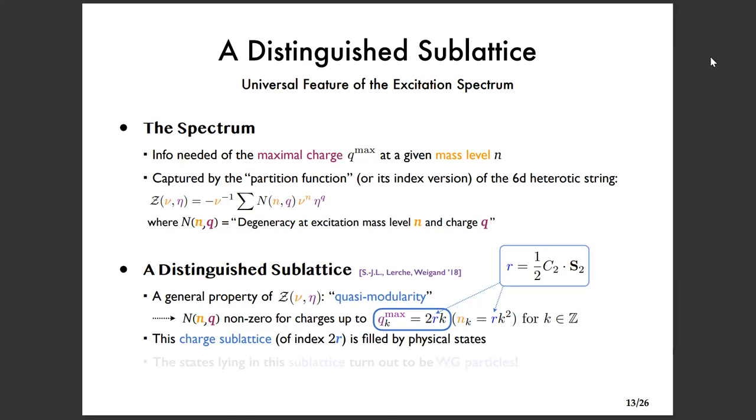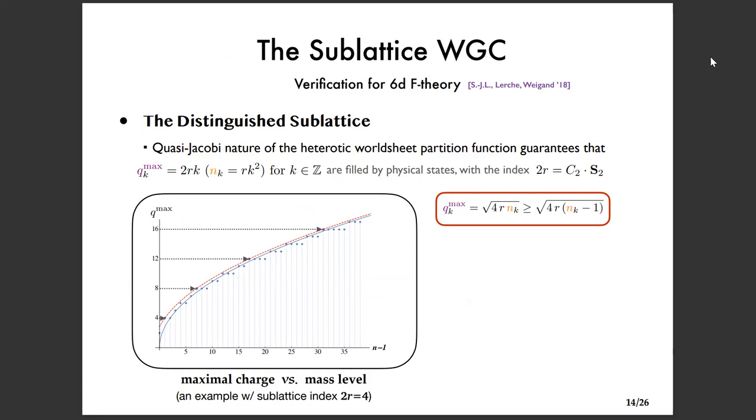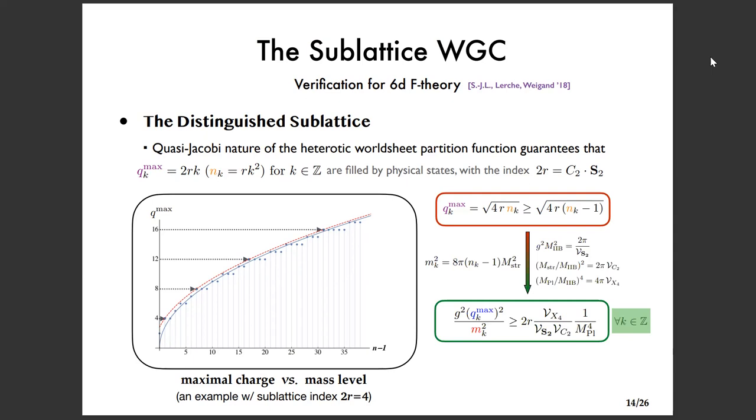Then the final step is to check if these sublattice particles indeed become weak gravity particles. And the result is that it is indeed the case, which I will now explain. So once again, the maximal charge Q max for the mass level of the form RK squared fills in this charge sublattice 2RK. And in terms of the mass level, this is expressible as the square root of 4RN. And obviously this is bigger than the square root of 4R times N minus one. I'm making this shift because the excitation mass squared is proportional to N minus one. Then by also using this connection between geometry and physics, we can derive easily this inequality for all the charge sublattice particles, for all K. Here, this inequality is only marginally satisfied for large charges or large mass levels, because it essentially boils down to N versus N minus one up here.